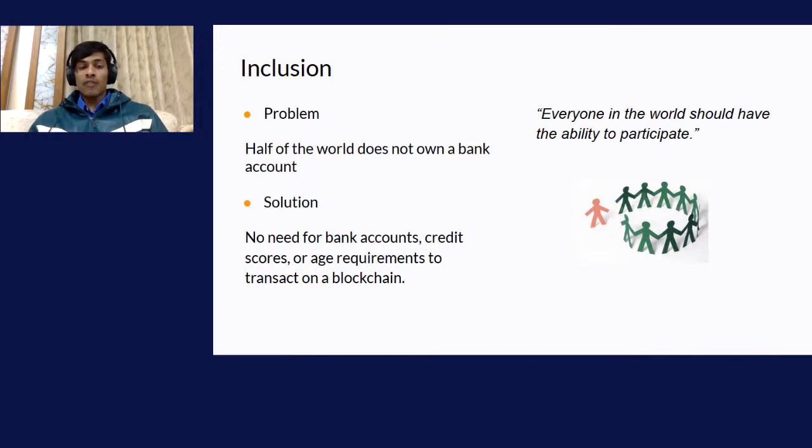So what happens is half of the world does not own a bank account. What if you could make it easy for anyone to own a bank account, right? If you have a phone, you have a bank account. Why not make it that simple? So the solution is no need for bank accounts, credit scores, or age requirements to transact on a blockchain. Blockchain is permissionless. Anyone can become a part of it.